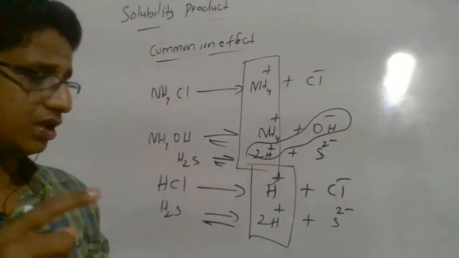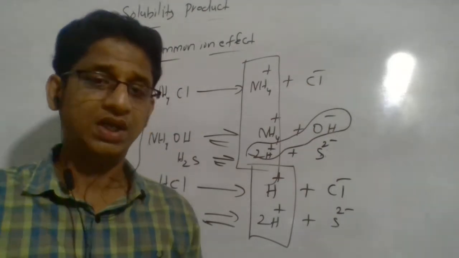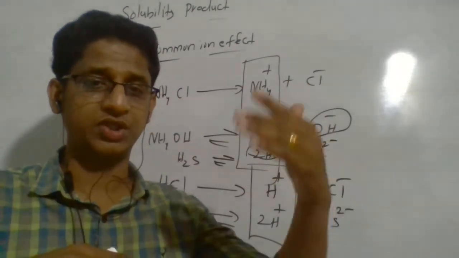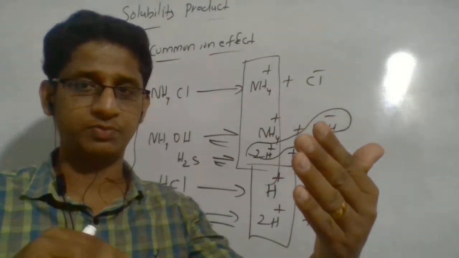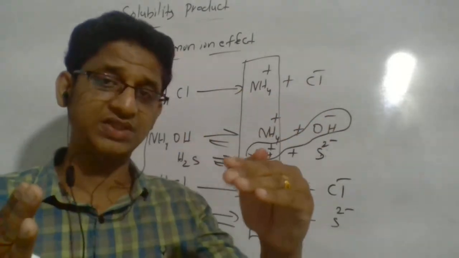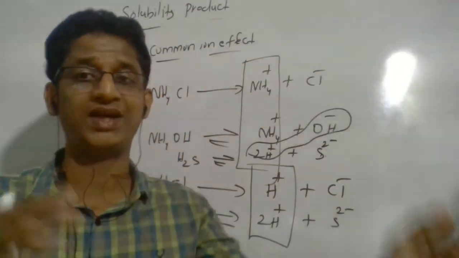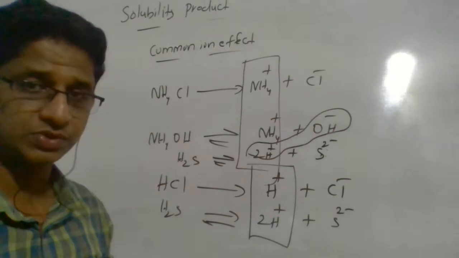So make sure group 2 cations are completely precipitated in group 2. Then only go to group 3, then go for group 4. Never skip here and there. The scheme is very important. First you go to group 1, group 2, group 3, group 4, group 5 like that. That's the way you're supposed to go.